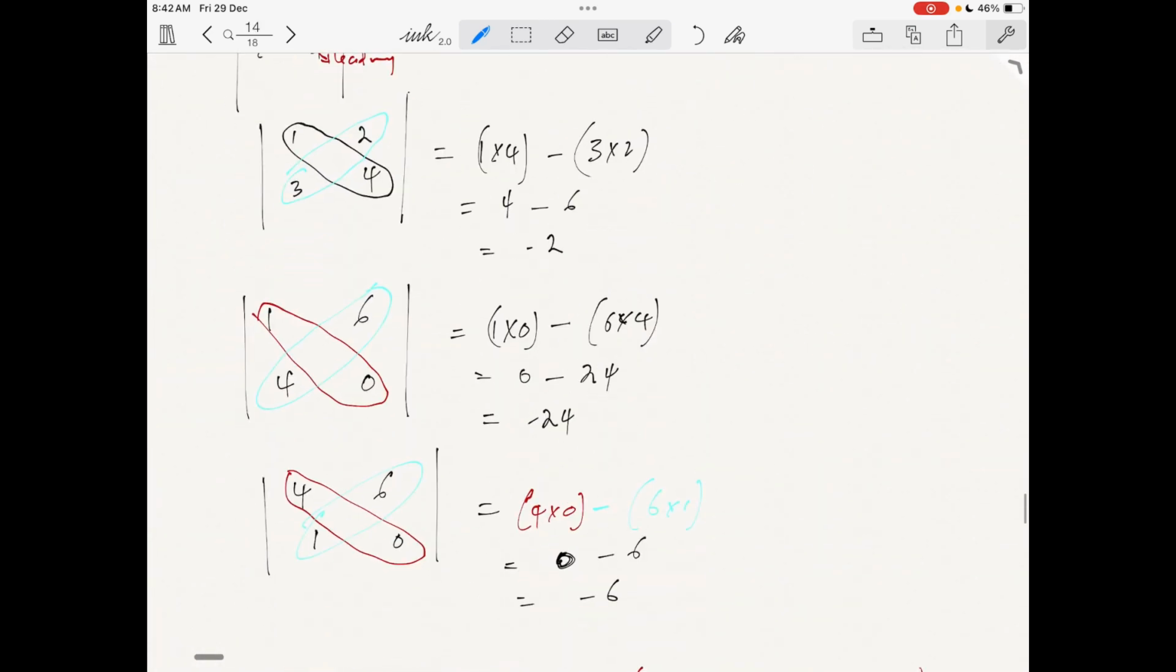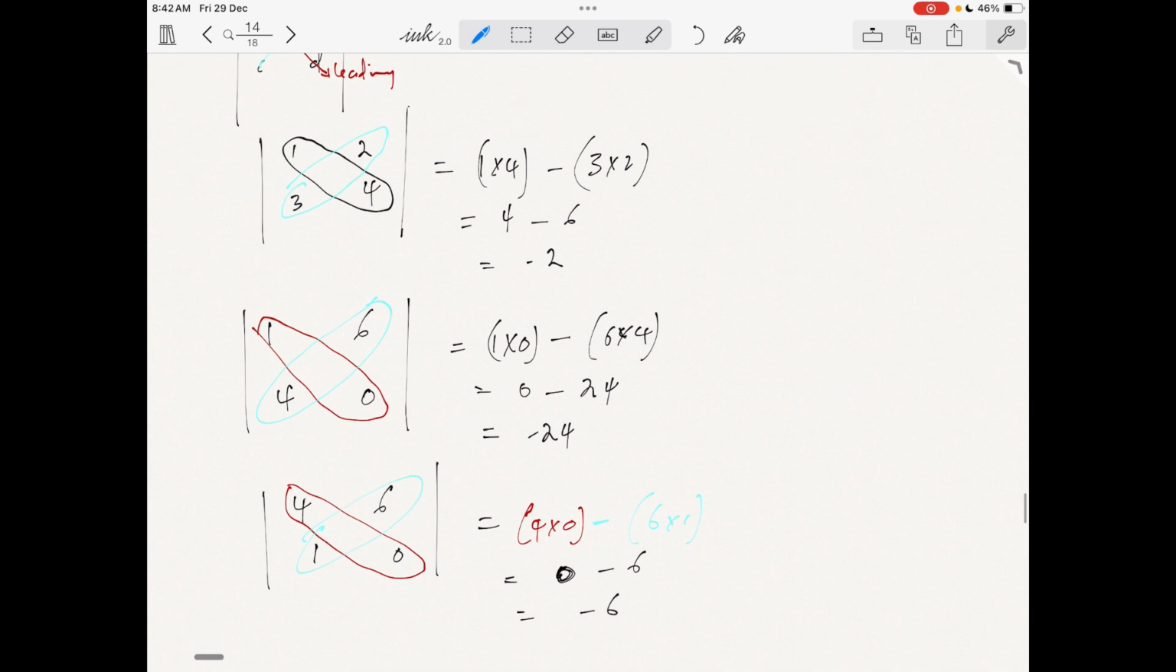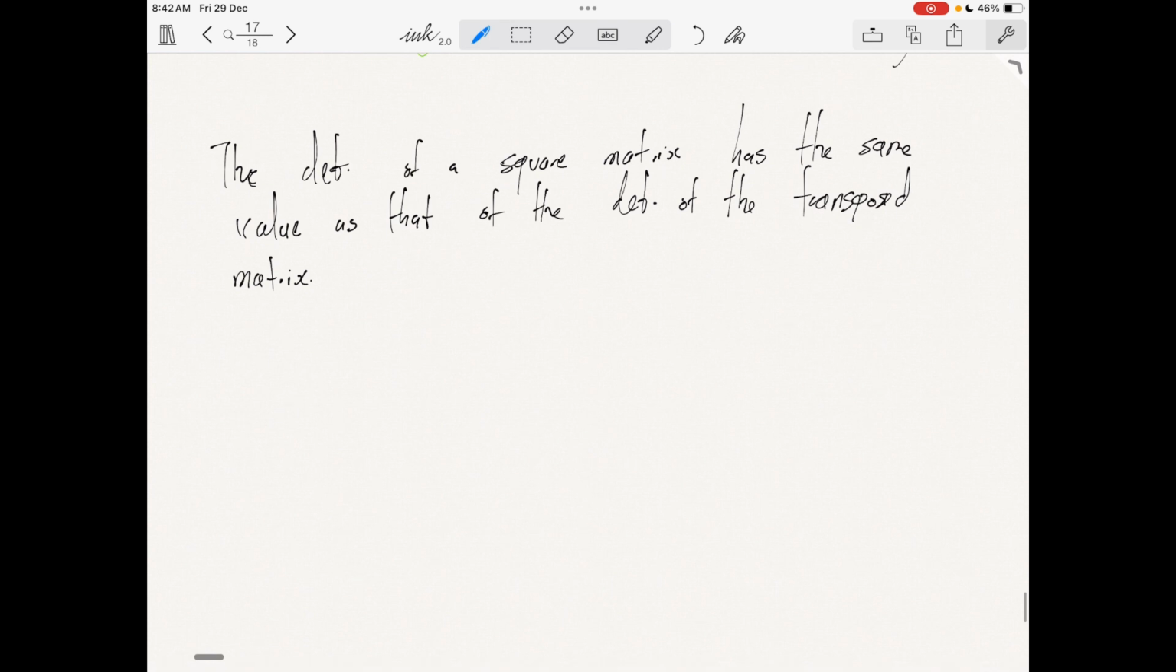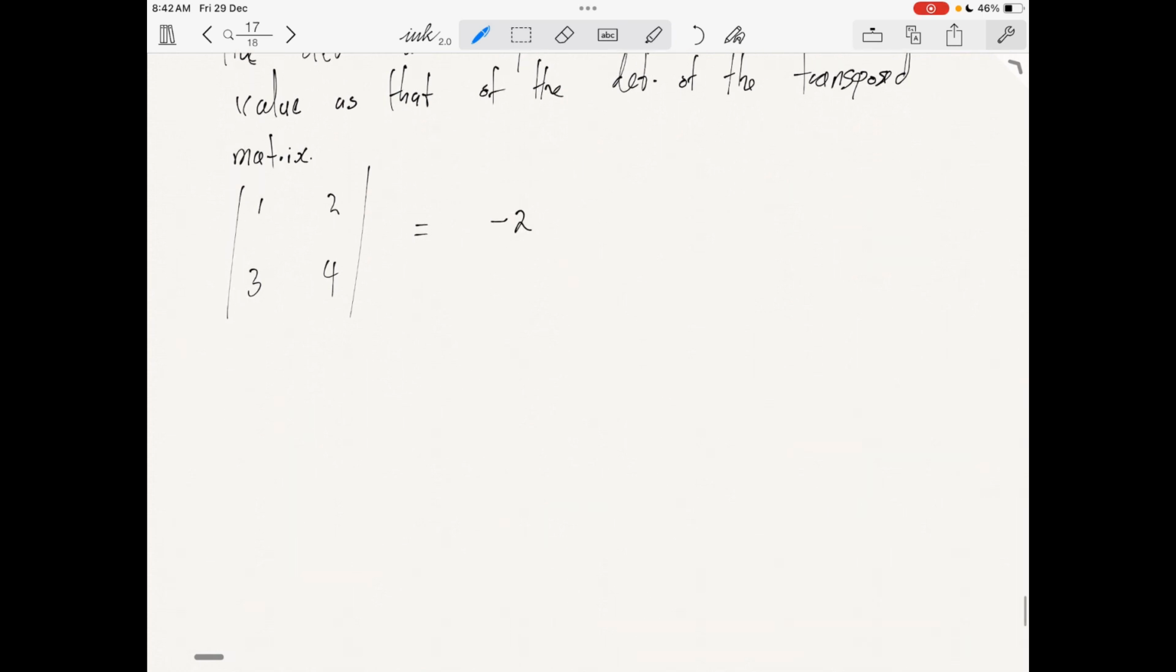Okay, let's take this for example. Let's take the matrix 1 2 3 4, and we know that the determinant is minus 2. Now let's perform the transpose operation on it. Let's say this is A. Now A transpose.